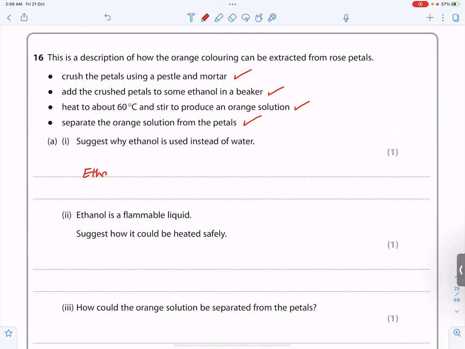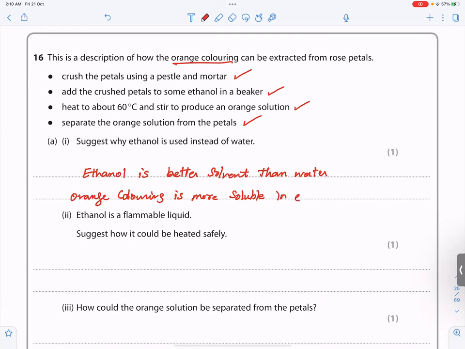لأن الأثانول is better solvent than water. ممكن نقولها إن الـ orange coloring is more soluble in ethanol than in water. يبقى هنا orange coloring is more soluble in ethanol than water.